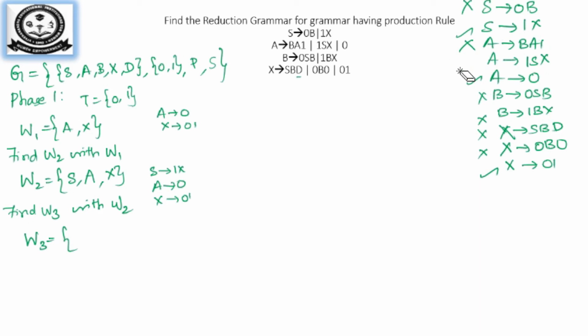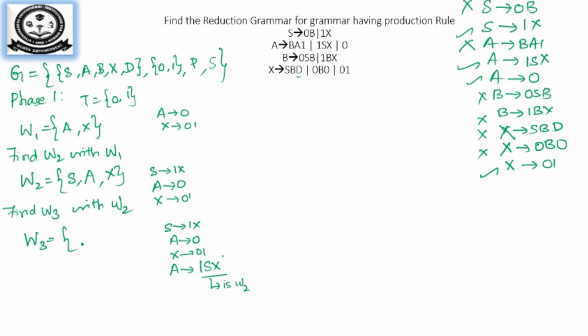Here this rule will be considered because S is there in W2. Similarly, other rules will not be considered. So I will write down the productions which are considered here. S tends to 1X is considered, A tends to 0 is considered, X tends to 0, 1 is considered. Similarly, A tends to 1SX is considered. Why this is considered is because S is in W2.